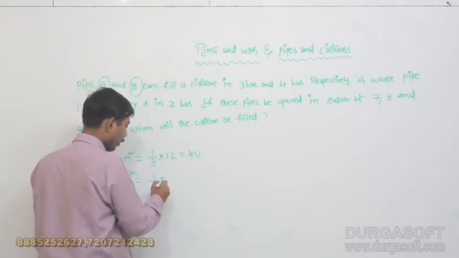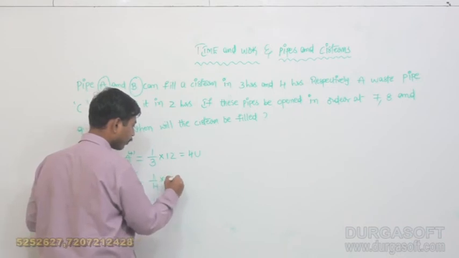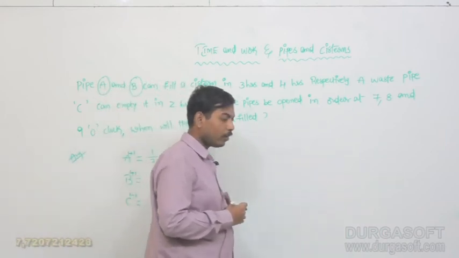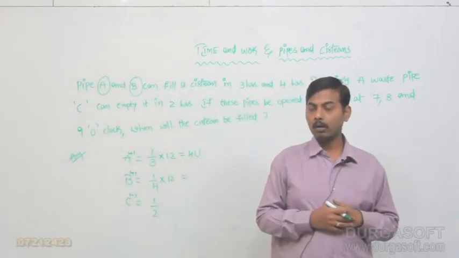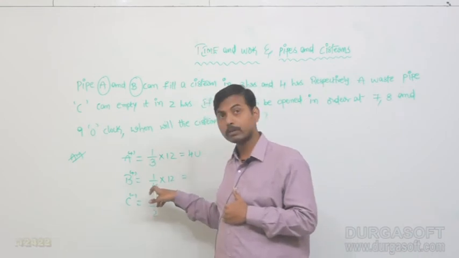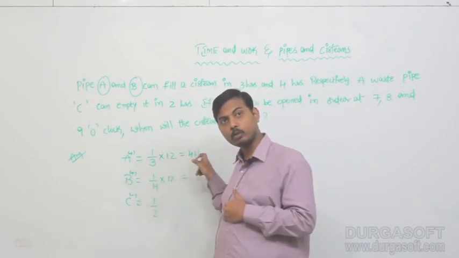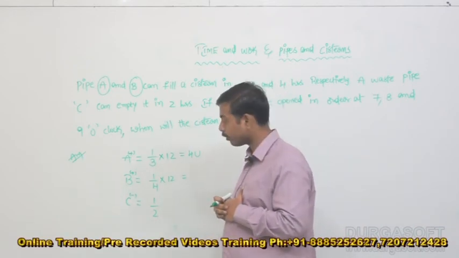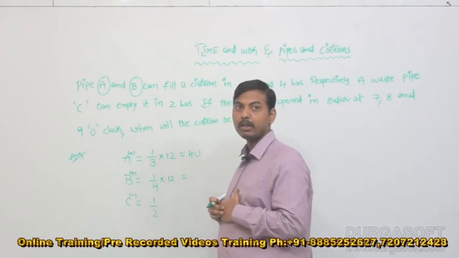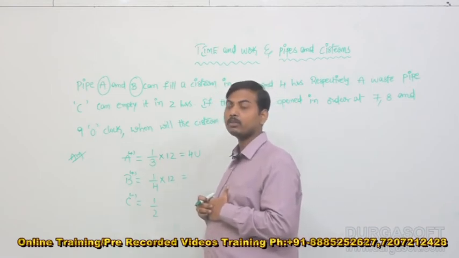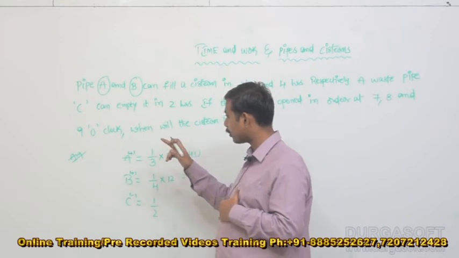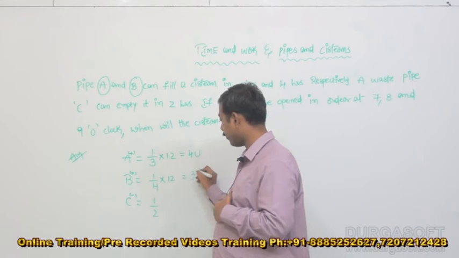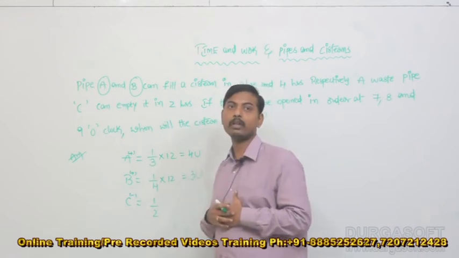In the same manner, pipe B needs 4 hours of time to fill 12 units of water into the tank. That means each and every hour, how many units of water is possible for pipe B to fill into the tank? Each and every hour pipe B fills only 3 units of water into the tank.